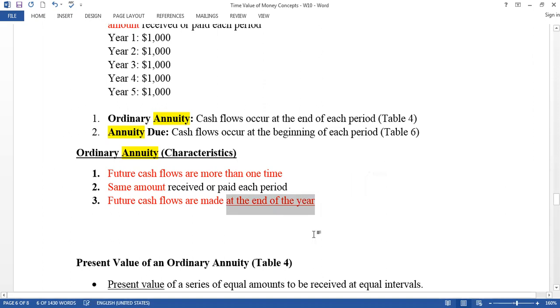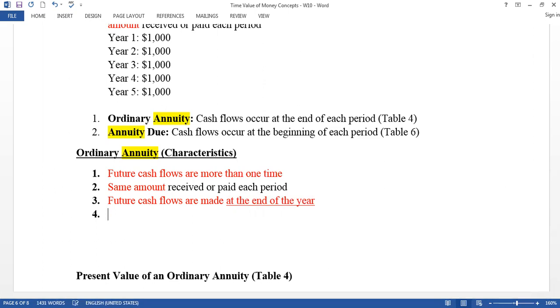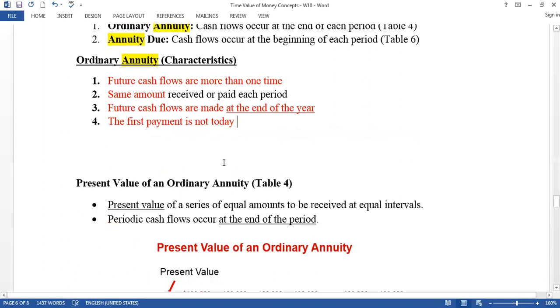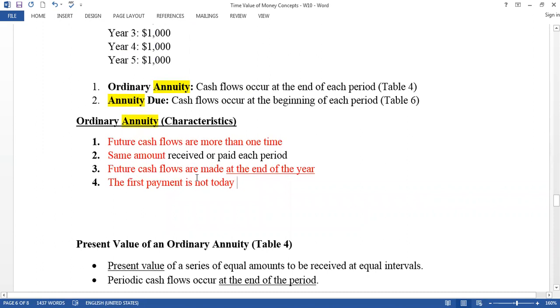And if you don't find this information, that future cash flows are made at the end of the year, then you have to find another keyword: the first payment is not today. This is another characteristic. Do you understand? First payment is not today. It means the first payment may be on another day, not today.